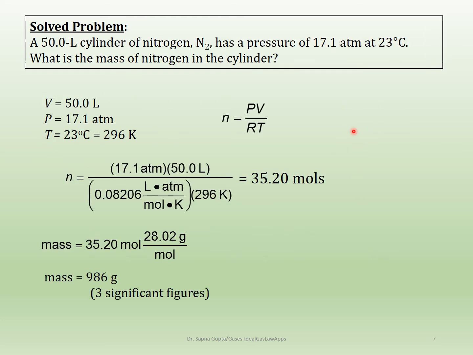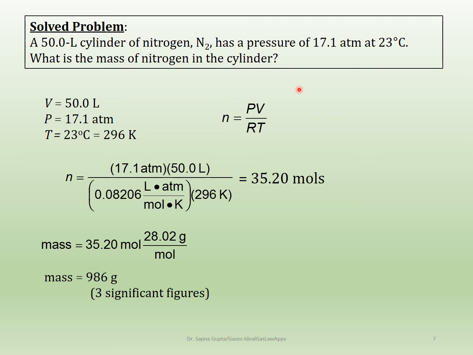Here is another one, and let's read the problem. A 50.0 liter cylinder of nitrogen gas has a pressure of 17.1 atmosphere at 23 degrees Celsius. What is the mass of nitrogen in the cylinder? So this question is not about initial and final, it's actually about the ideal gas law, PV is equal to nRT. That's what we're going to use here. We are asked for the mass of nitrogen, which means we need to figure out the number of moles. Once we know the moles, we can convert that into grams of nitrogen.